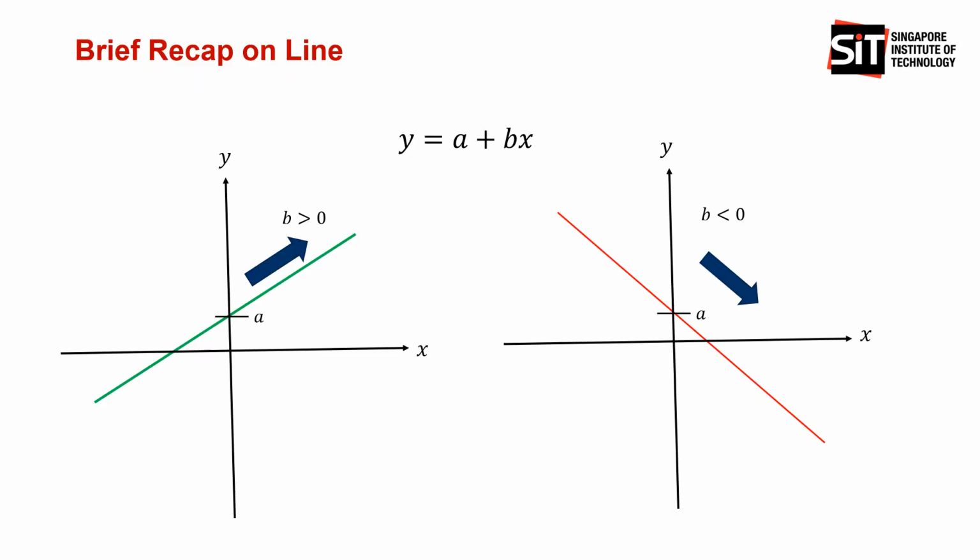Before proceeding, let's have a brief recap on the straight line equation. In two dimensions, a straight line is given by y equals a plus b multiplied by x. a is the value of y when x is 0 and it is called the y-intercept. b is the slope of the line. When b is positive, y increases with x. When b is negative, y decreases with x.